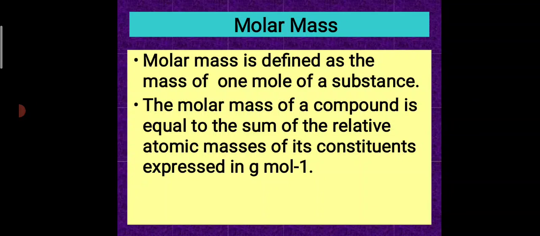Molar mass of a compound means what? It is equal to the sum of relative atomic masses. Relative atomic mass we know how to calculate, but in the constituents it should be expressed in terms of gram per mole. Relative atomic mass alone we will express in terms of AMU, whereas in the molar mass we have to express it in terms of gram per mole because we are calculating in terms of mole.